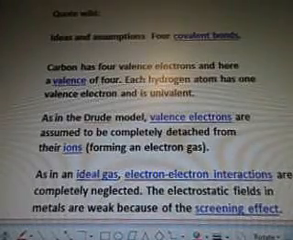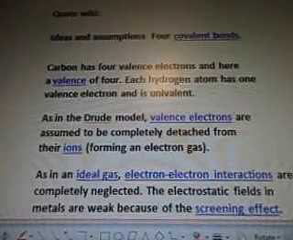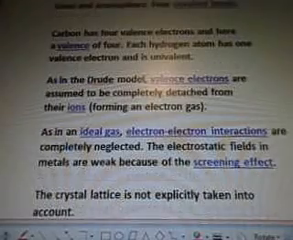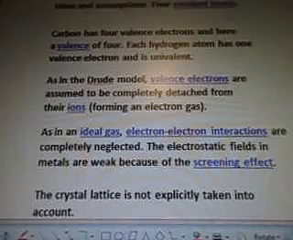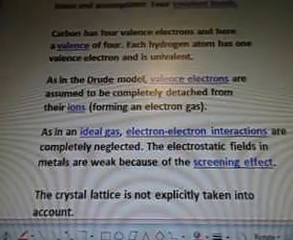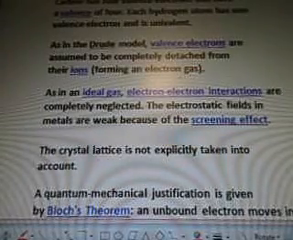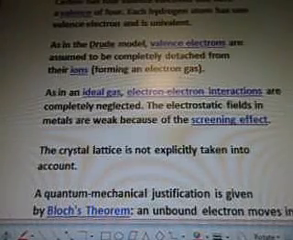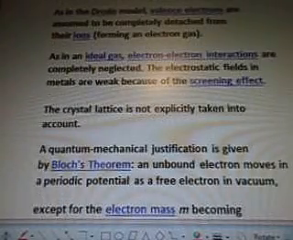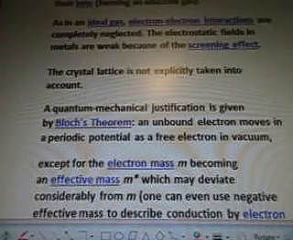Carbon has 4 valence electrons and here a valence of 4. Each hydrogen atom has 1 valence electron and it's univalent. As in the Drude model, valence electrons are assumed to be completely detached from their ions, forming an electron gas. As an ideal gas, electron-electron interactions are completely neglected. The electrostatic fields in metals are weak because of the screening effect. The crystal lattice is not explicitly taken into account. A quantum mechanical justification is given by Bloch's theorem.